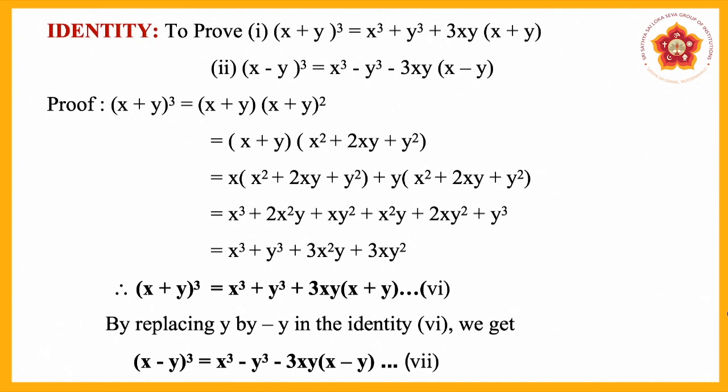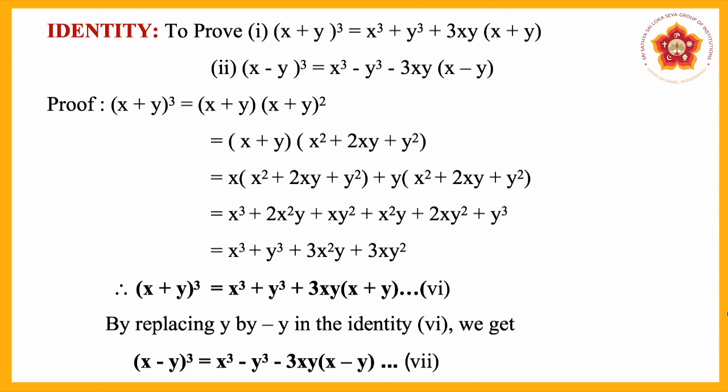Now write x cube plus y cube. Then 2x square y plus x square y is there, you will get 3x square y. Similarly 3xy square you will get. Therefore x plus y whole cube equal to x cube plus y cube plus 3xy into x plus y. You will get the sixth identity now.